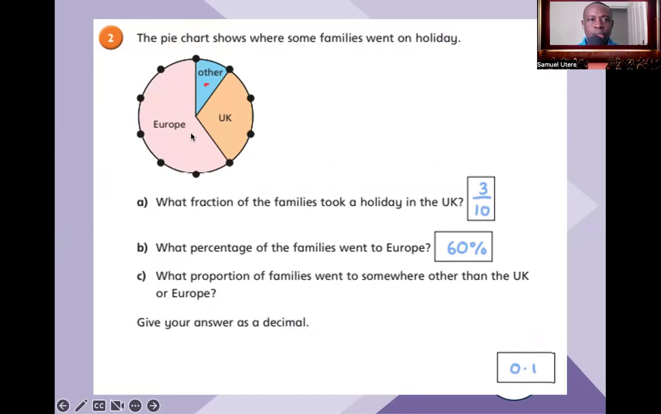Now, you can see that this represents 60%, this represents 30%, and this represents 60%. So other than the UK is 10%, which is 10 out of 100. And by now, you know that 10 tenths represents 1/10, which, if you think about our previous lesson, is 0.1. Okay?